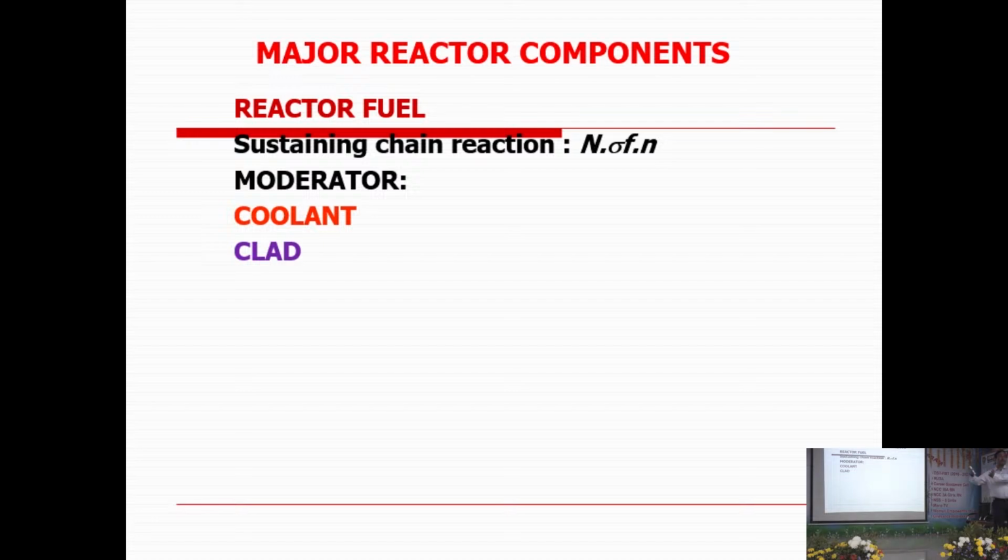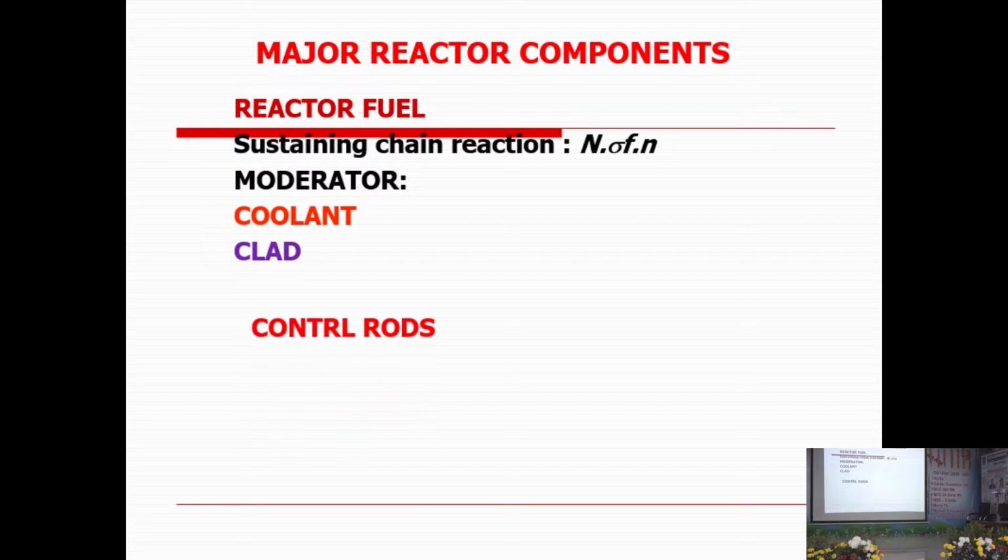This coolant we are taking to the steam generator, that is outside your core, and there also you will get some radiation dose. There should be some barrier to protect the nuclear fuel, to avoid the interaction with the coolant. That is called the clad.